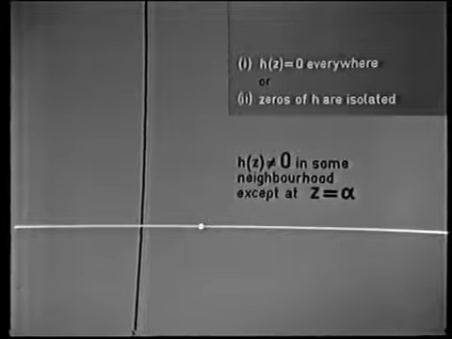Now, if we know that h is 0 all along the real axis, then any 0 on the real axis is not isolated. And if the zeros aren't isolated, then the function must be 0 everywhere. So we'll have proved our result if we can show that these two alternatives must be the only possibilities for an analytic function h. And we do this by supposing h is 0 at some point alpha.